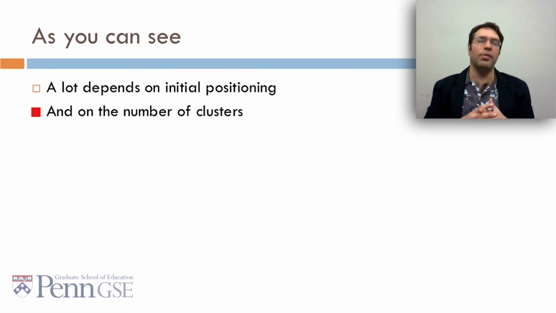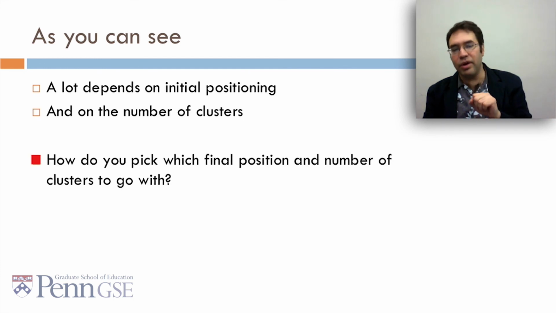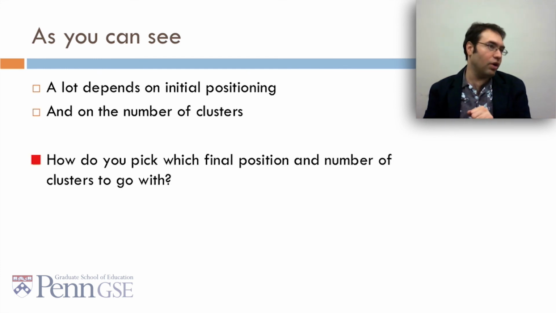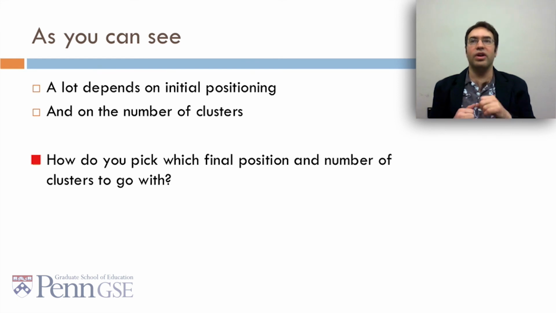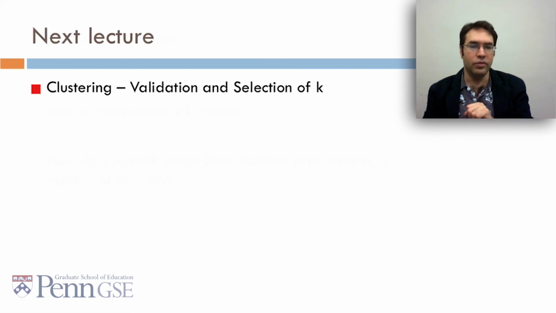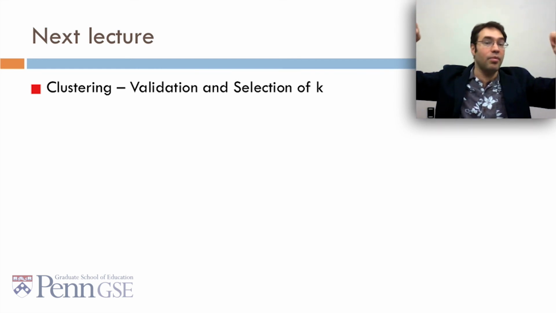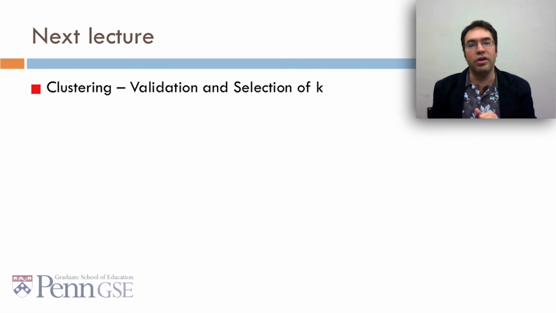This is why we do randomized restart with new positions several times to try to make sure we don't just get unlucky once. How do you pick which final position and number of clusters to go with? If you run it 17 times, how do you know which of the 17 is the one you want to go with? Well, that's the next lecture. In the next lecture, we're going to talk about how you validate, how you decide which is the best model when you have 17 with the same number of clusters, and how you decide how many clusters to have.